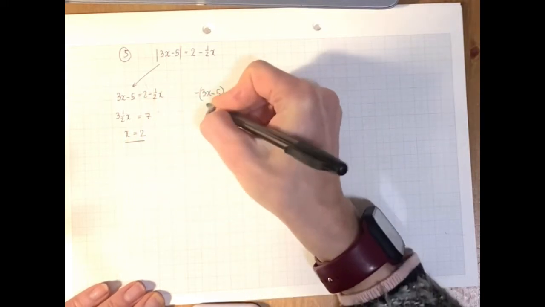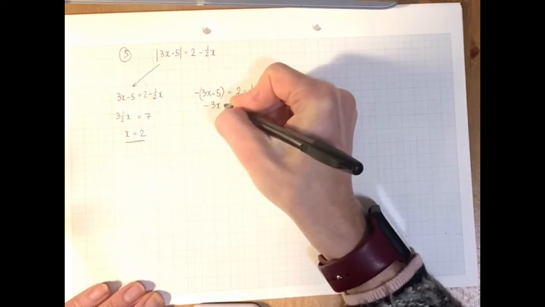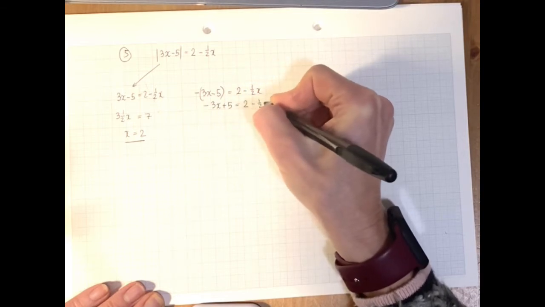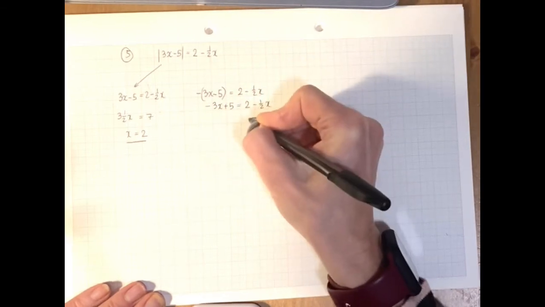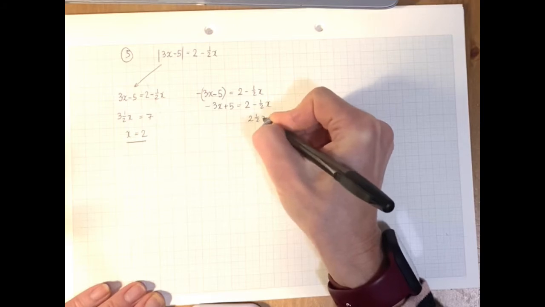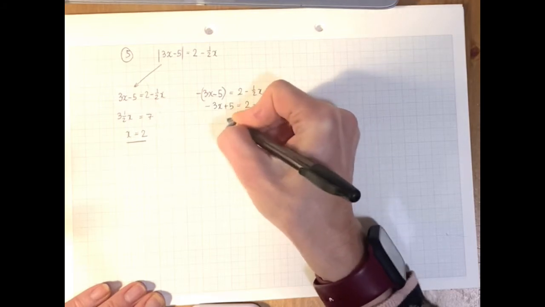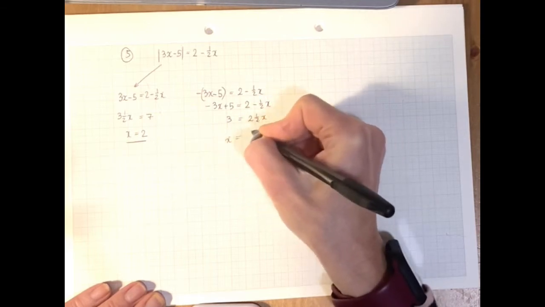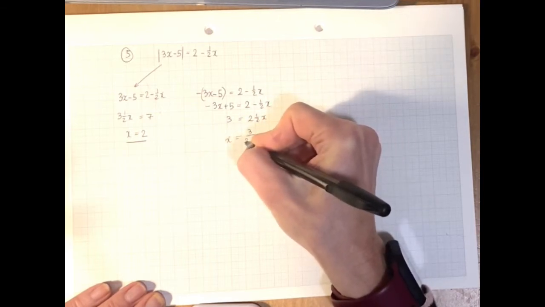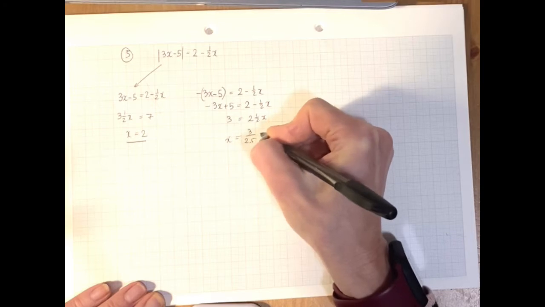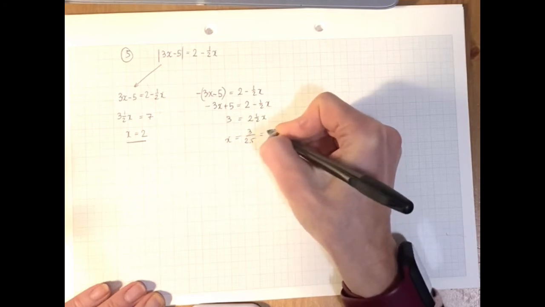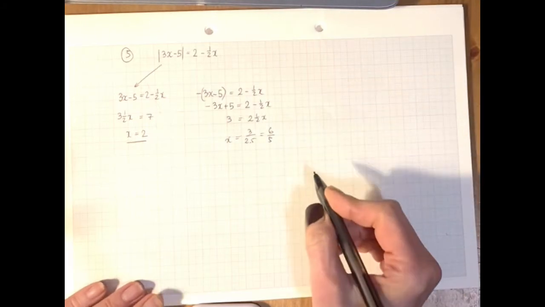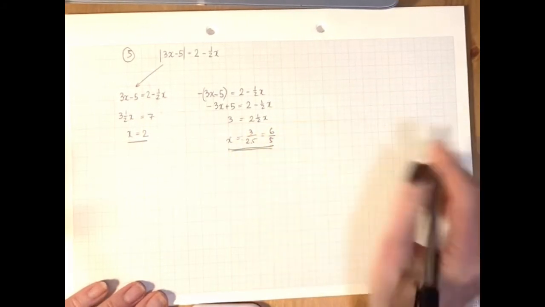And this one here, we have minus 3x plus 5 equals 2 minus a half of x. Rearrange that, you will have 2 and a half of x on that side and 3 on that side. So x is equal to 3 over 2.5, double the top, double the bottom. I'll do it on the calculator, please don't make mistakes. It is 6 over 5 as the second solution.